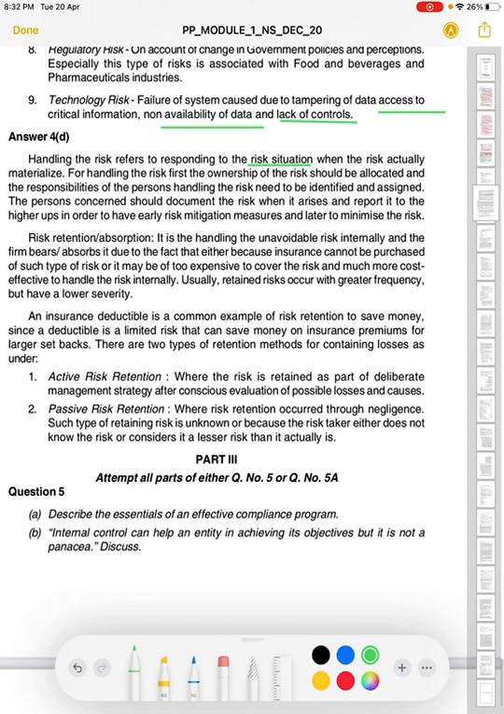For handling the risk, first the ownership of the risk should be allocated, and the personnel responsible for handling the risk need to be identified and assigned. The person concerned should document the risk when it arises and report to the higher authority, in order to have risk mitigation measures and later to minimize the risk. Risk retention, as we know, is when we retain such risk that would not have a negative impact on the organization, and it is handled as an unavoidable risk internally.